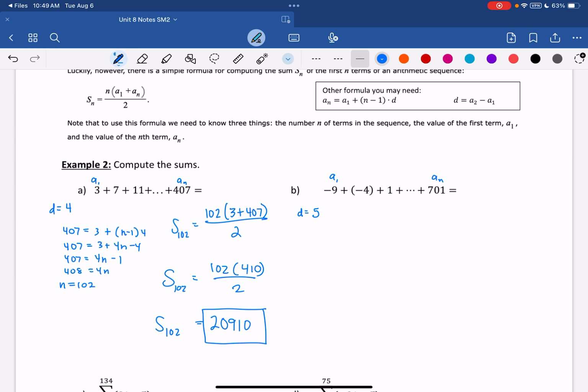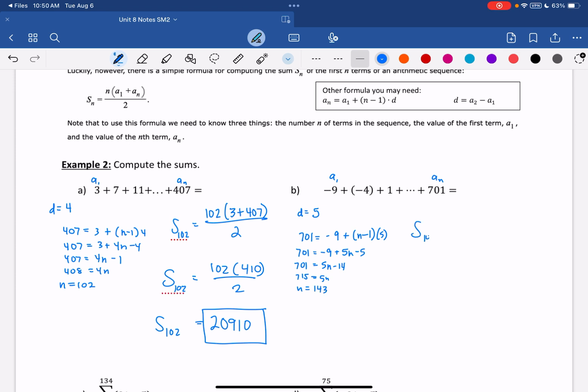So AN, which is 701, is equal to A1, which is -9, plus n minus 1 times D, which was 5. So 701 is equal to -9 plus 5n minus 5. So 701 is equal to 5n minus 14. So 715 is equal to 5n. So n is 143. Now we have what we need.